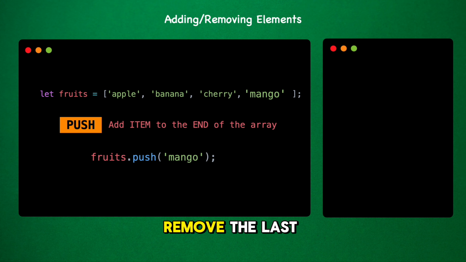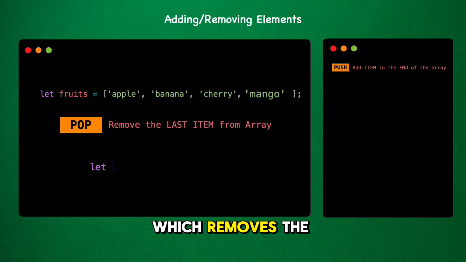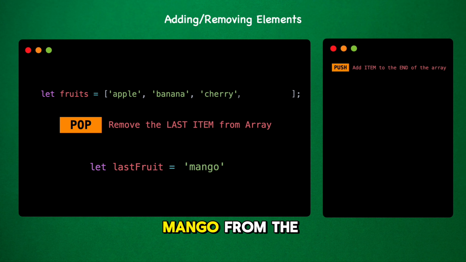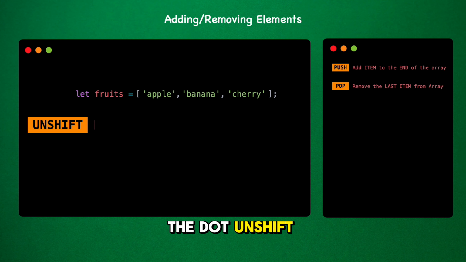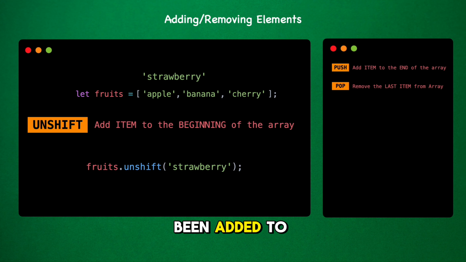But what if we want to remove the last element? We can use the .pop method, which removes the last element and returns it. We've now removed mango from the array. Let's add a fruit to the beginning of the array. The .unshift method allows us to do just that. Now strawberry has been added to the front.